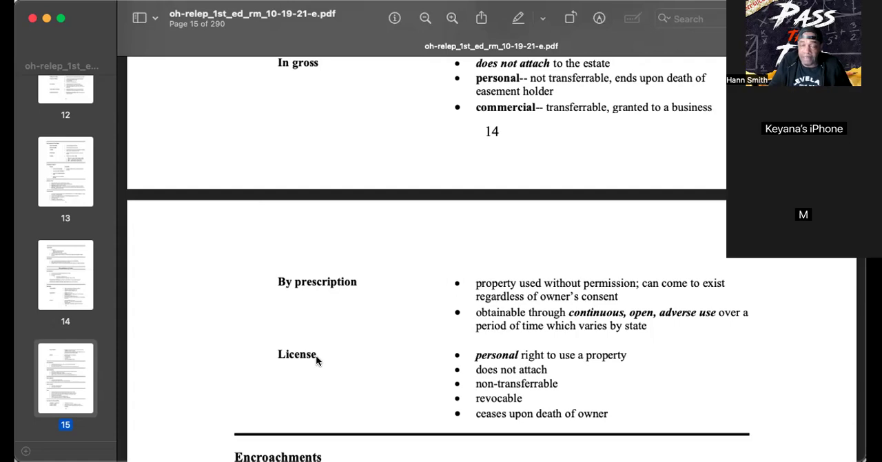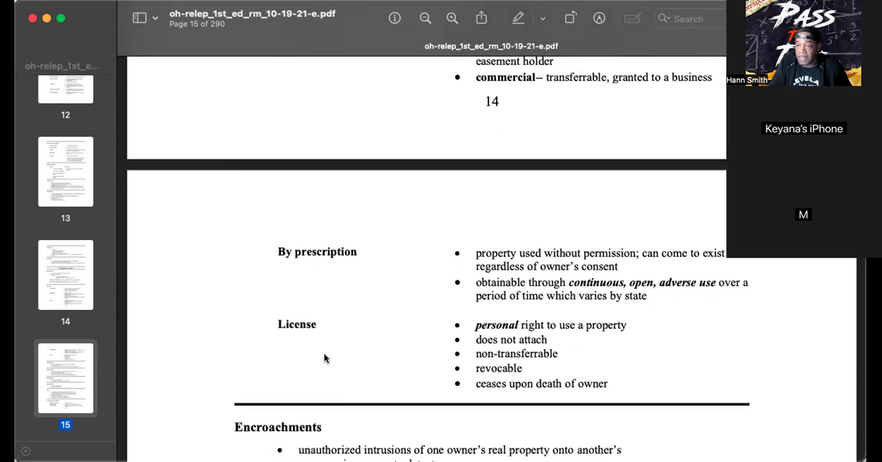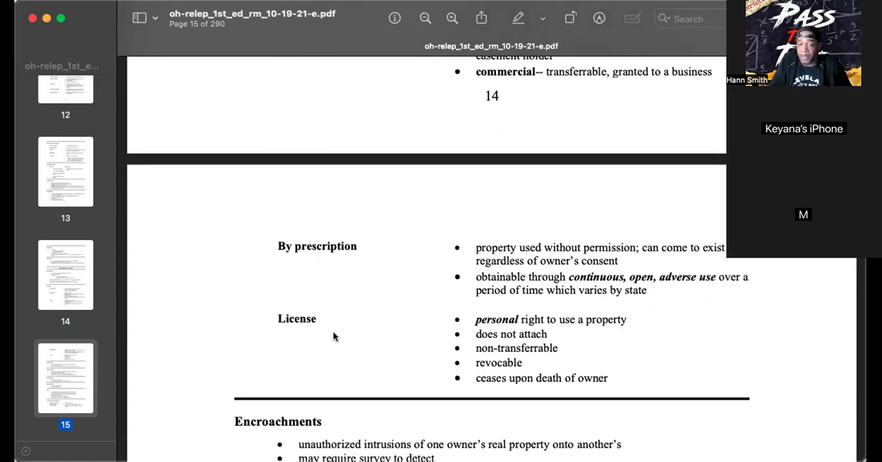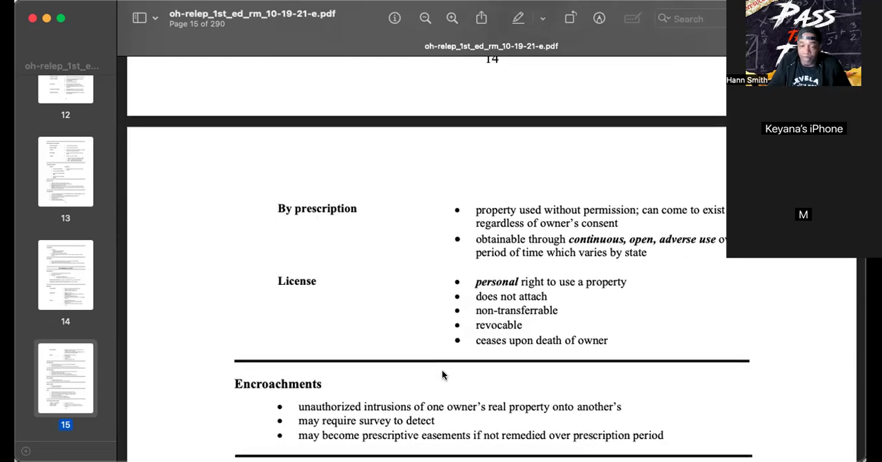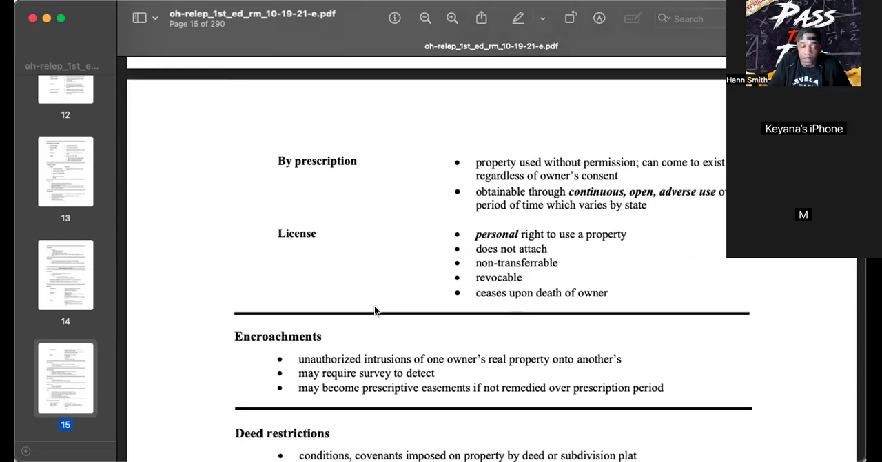And then a license is different from an easement. A license is just granting the right to use the property. It does not attach to the land and is not transferable. The key important thing about a license: you can revoke a license. Like if somebody is getting on your nerves and you're letting them use your property, you give them a license, not an easement. If they're getting on your nerves, you can just say, hey, it's over with. And it ceases on the death of the owner. So if the owner dies, that license ends.